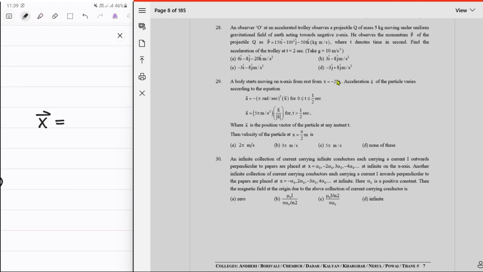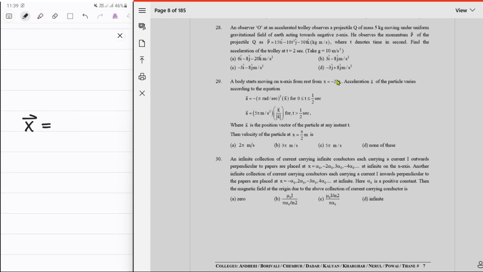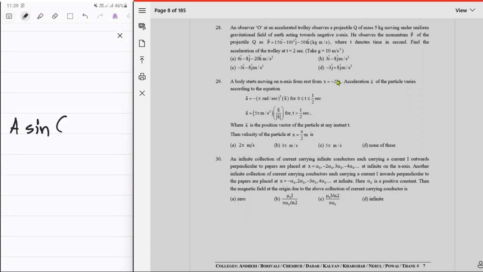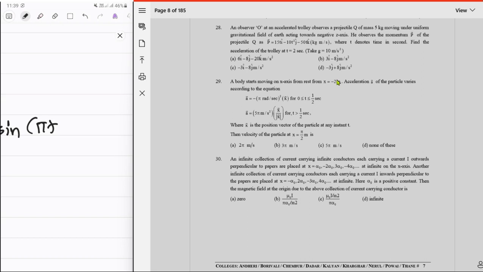So this is the x vector, and it's starting from negative 2. The x vector is something like amplitude times sin of omega t plus phi. Omega is just pi in this case, so it's pi t plus phi. And it is initially at rest, so the cosine term is equal to zero, basically.